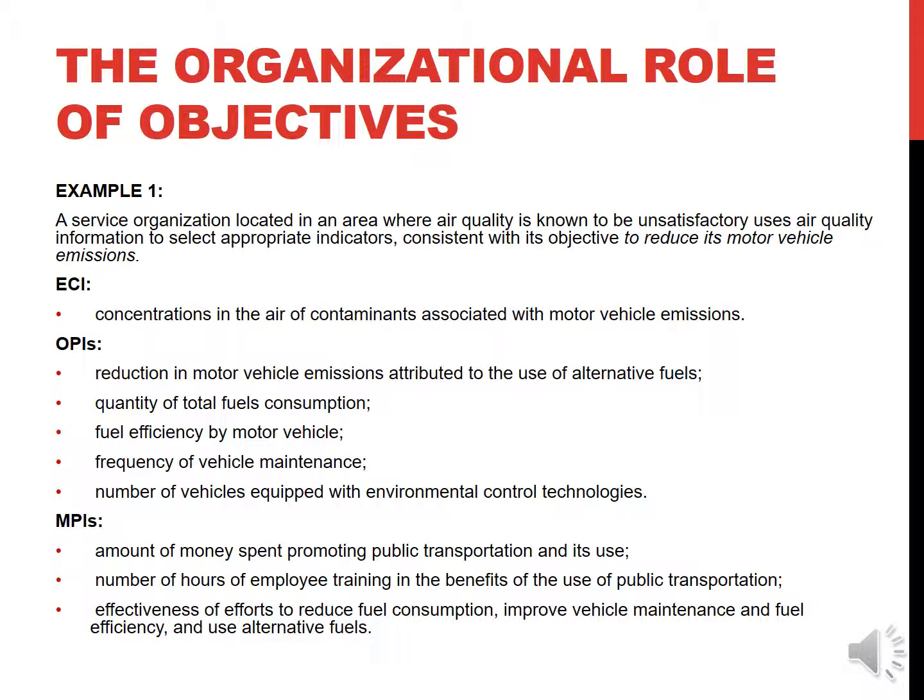that are set out overall, reducing its motor vehicle emissions by these specific actions, reducing fuel consumption, sort of a combined effort here. So we see that for any particular objective, reduce its motor vehicle emissions, we can have three types of indicators. Now, the environmental condition indicators are tough because even though the organization may reduce its motor vehicle emissions, this might not change.